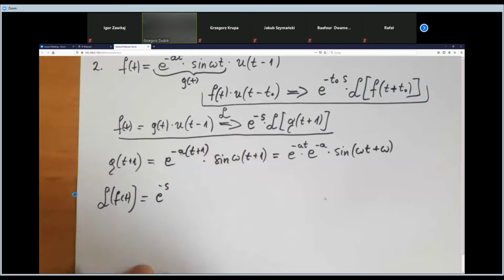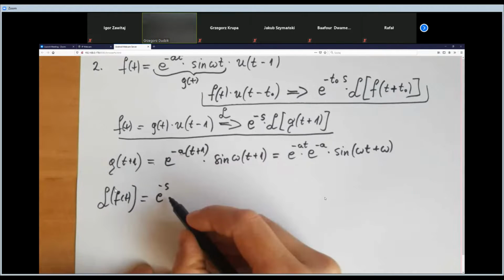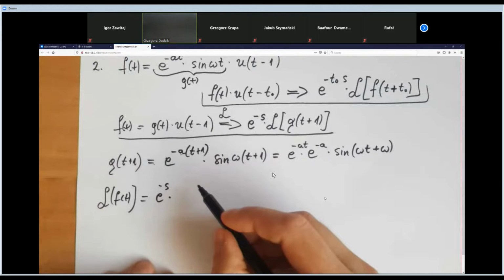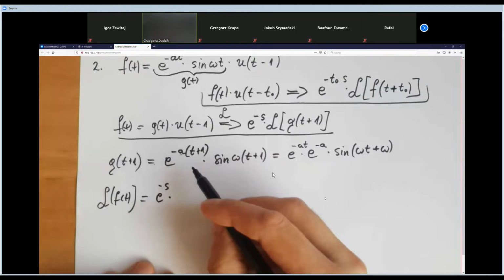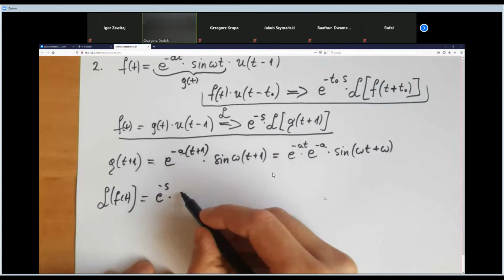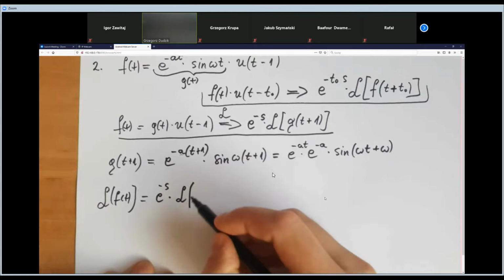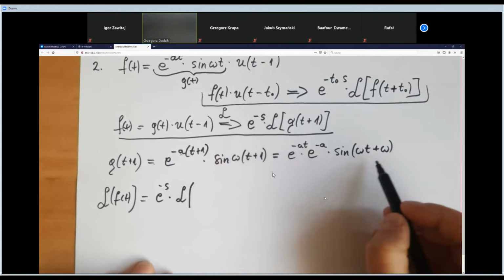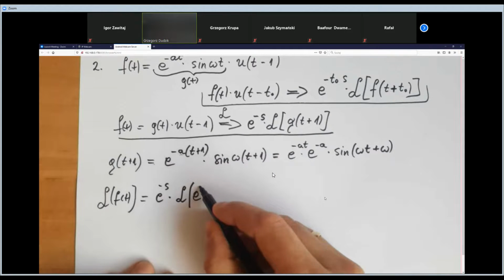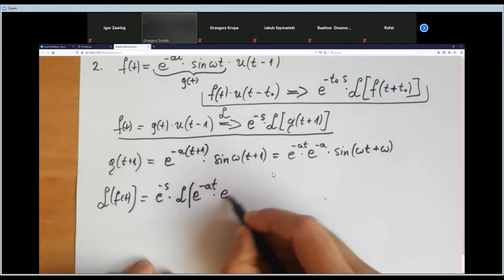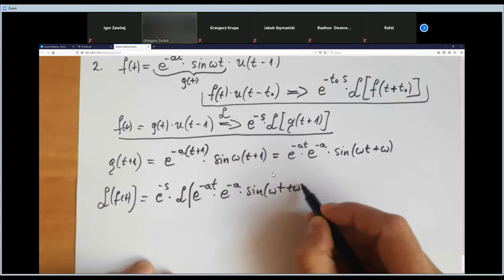Okay. Times the Laplace transform of this one, e to the power minus a t times sine omega t plus omega.